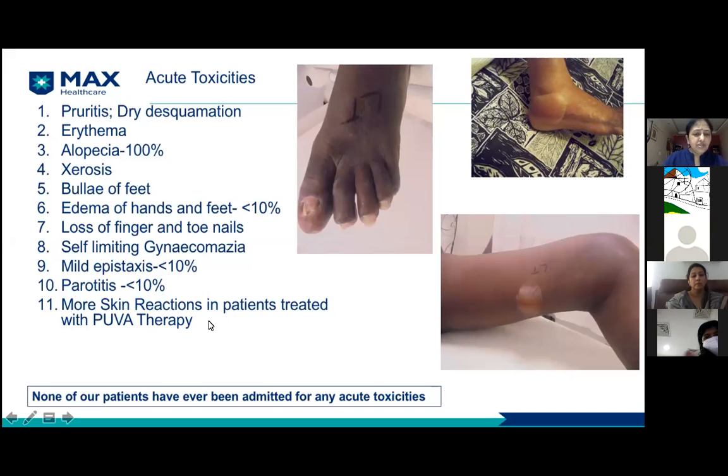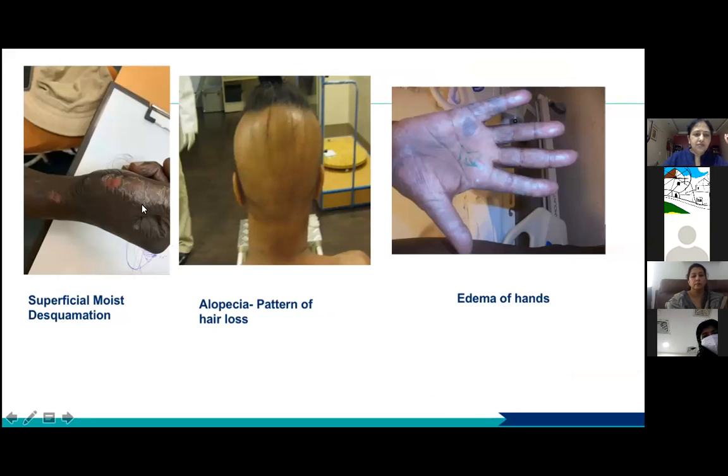I find that patients who have received earlier PUVA therapy get more skin toxicity. Patients who have earlier received chemotherapy sometimes get hematological toxicities. But so far, none of our patients have ever been admitted with any acute toxicities. And these are some of the pictures. For example, this gentleman had a superficial skin deformation here. This is the common pattern of alopecia. I look forward to this pattern.